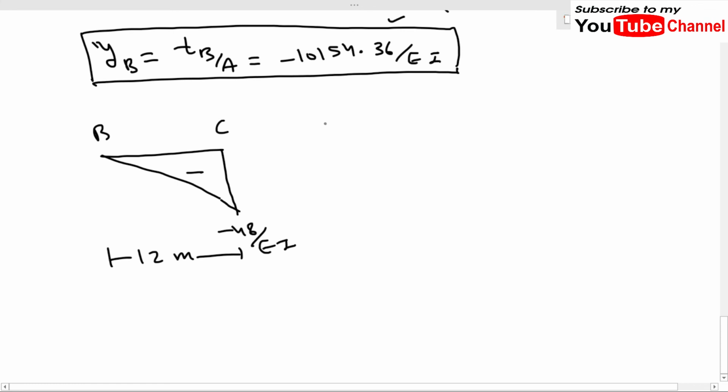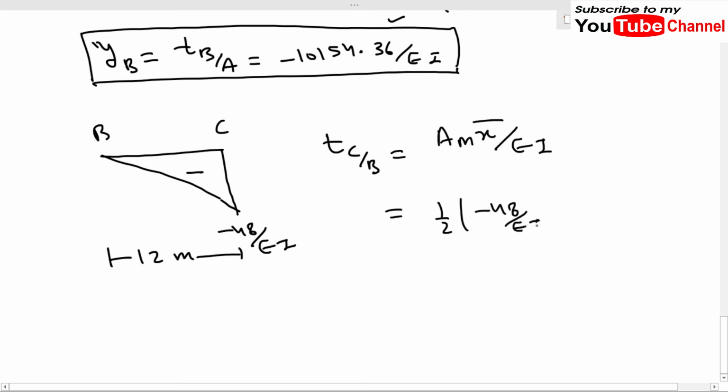So for finding the value of TC over B, we have to use the formula A M x bar upon EI, and what is the value of area? It will be minus 48 upon EI times 12, and what is the value of x bar? Because we are finding the deflection at C, we will have to consider the x bar from C. Okay, remember. So it will be 12 by 3. After calculating, this value will come out to be minus 1152 by EI.